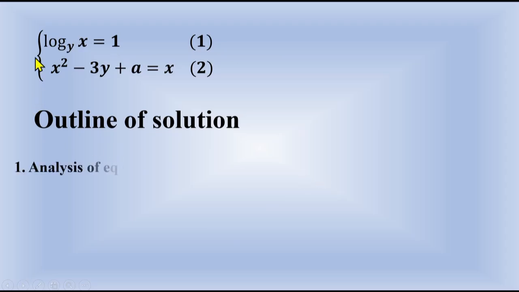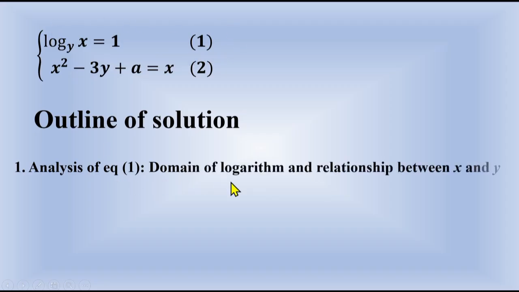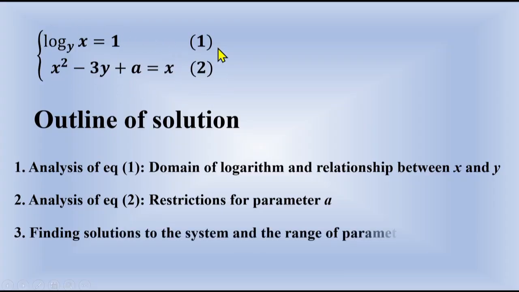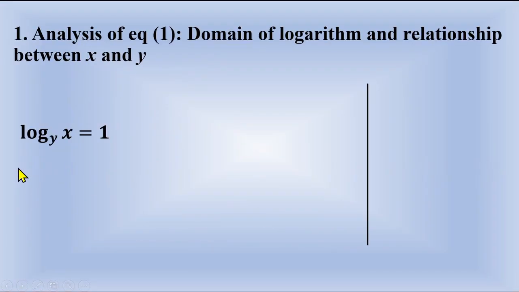First, we will analyze equation 1 and find the domain of the logarithm and the relationship between y and x. Next, we analyze equation 2 and find some restrictions for parameter a. And finally, we will combine what we found from the previous analysis and find solutions to the system and the range of parameter a. Let's go to the first step.